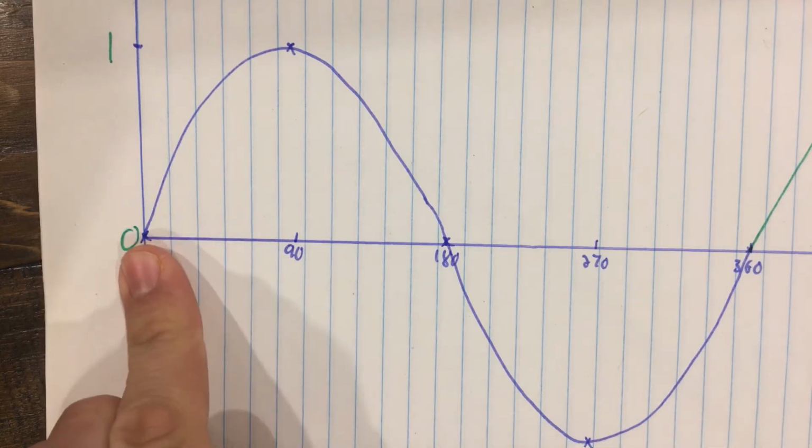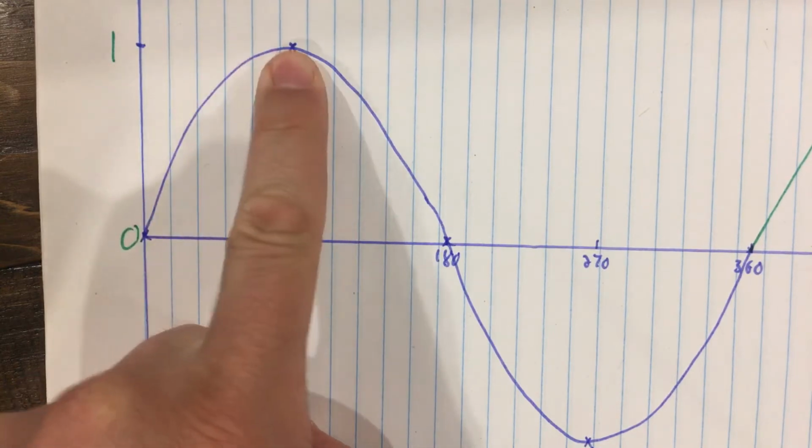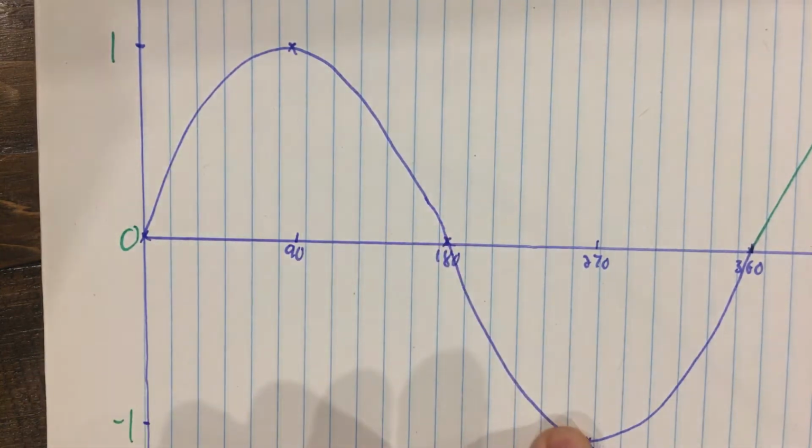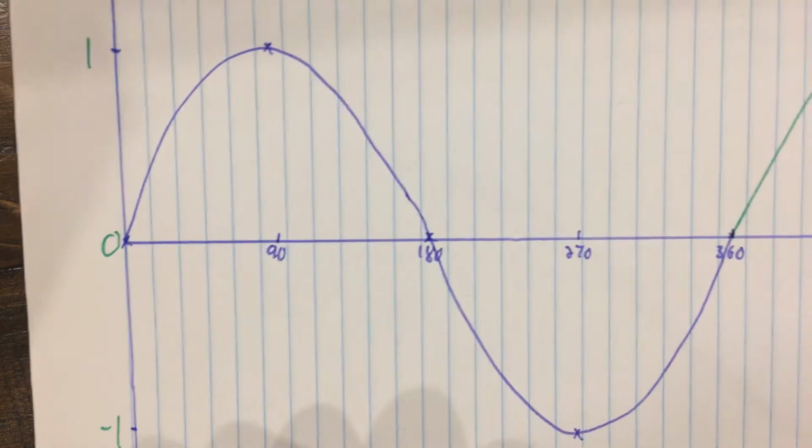The sine function starts at (0, 0). At 90, it is up at a height of 1. At 180, it's back to 0. At 270, it's down to -1. And at 360, it's back to 0.